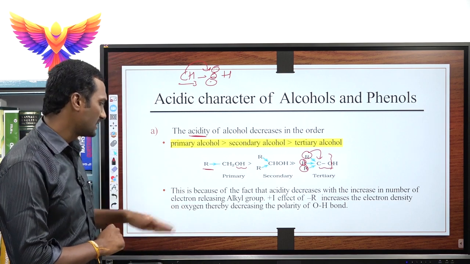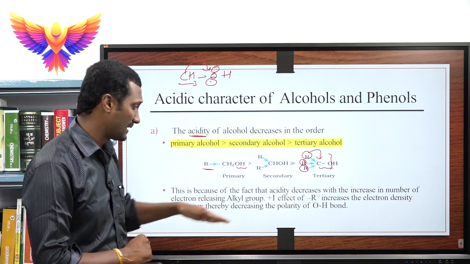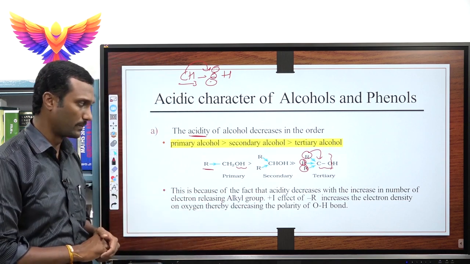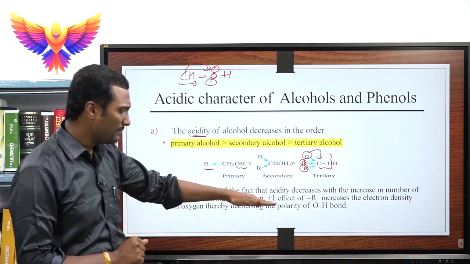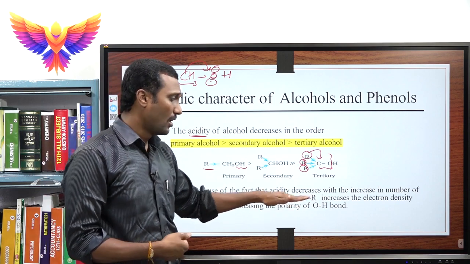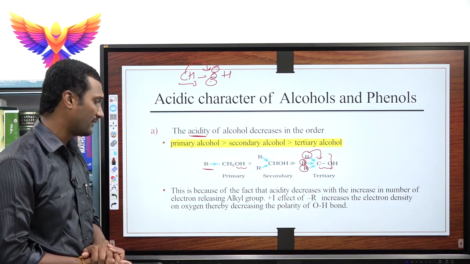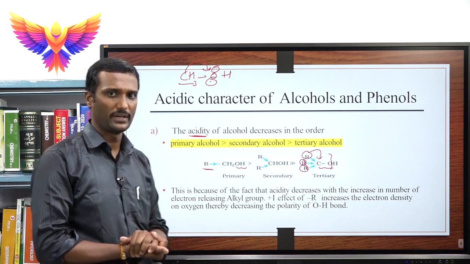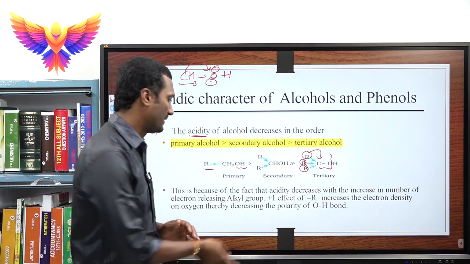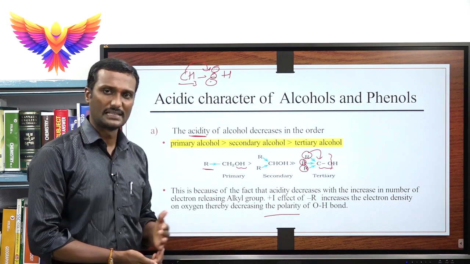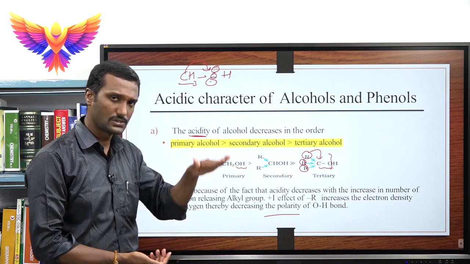You can conclude this because the acidity decreases with the increase in the number of electron releasing alkyl groups. The plus inductive effect or the resonance effect increases the electron density on the oxygen, therefore decreasing the polarity of the OH bond. If there is a decrease in the polarity of the OH bond, the acidity of alcohol also decreases.